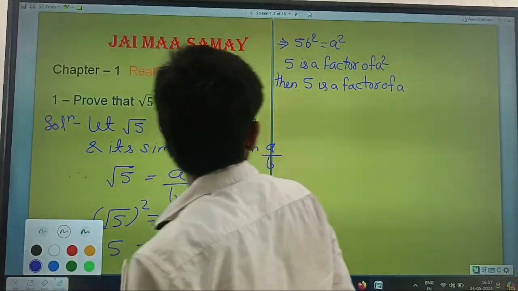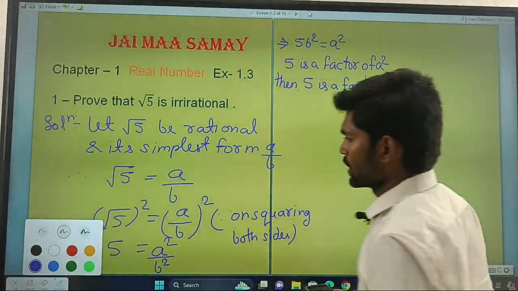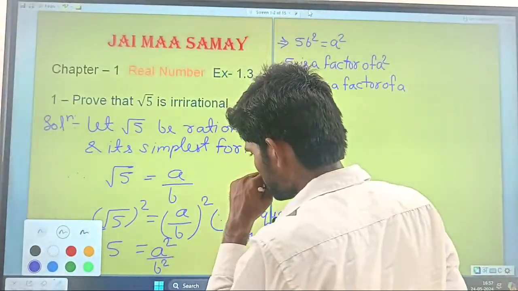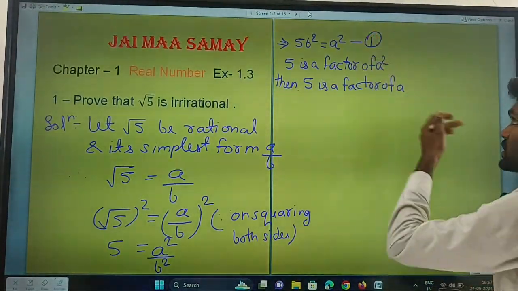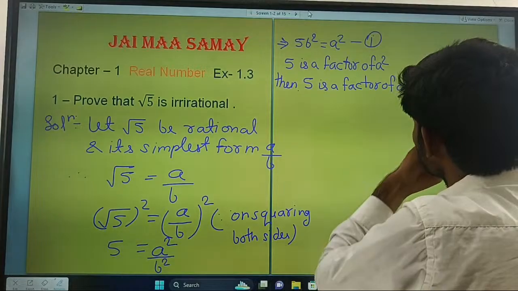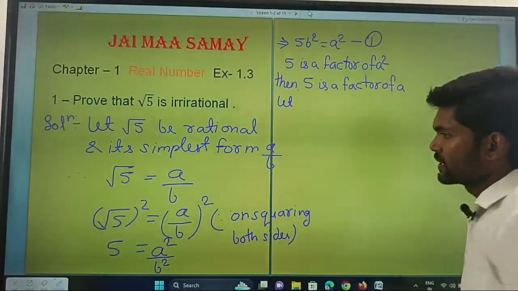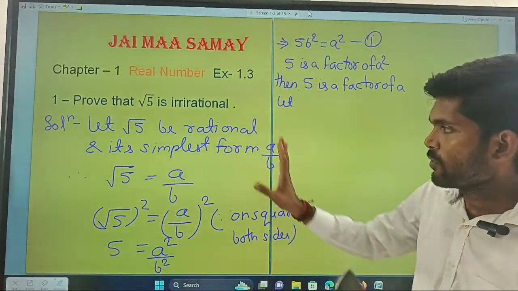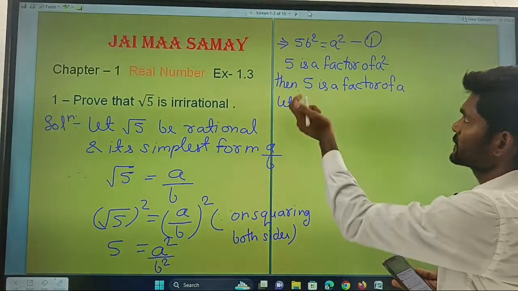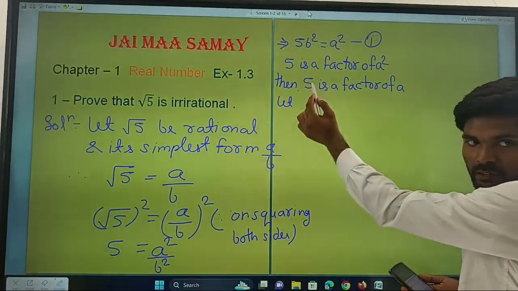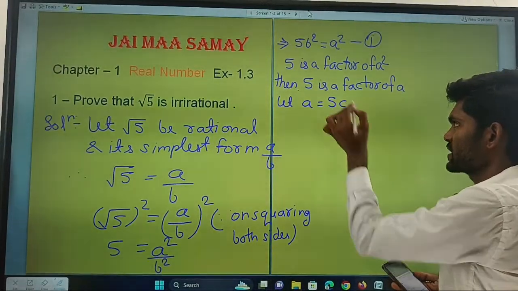Next, suppose this is your first equation. Now let again statement. Till here any problem? First part suppose. Okay, one time complete solution, then after I will explain again. Let part here A, here 5. Let A is equal to 5C.